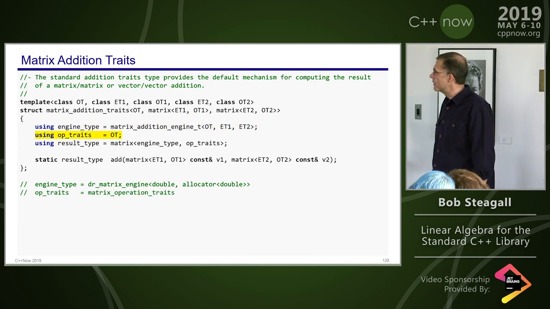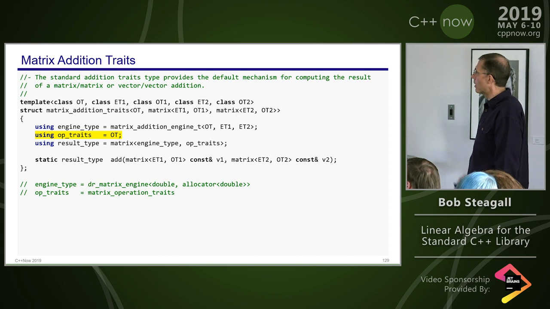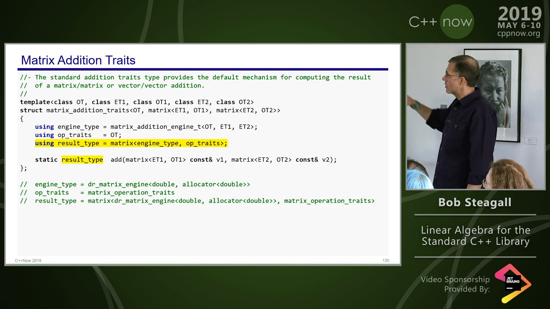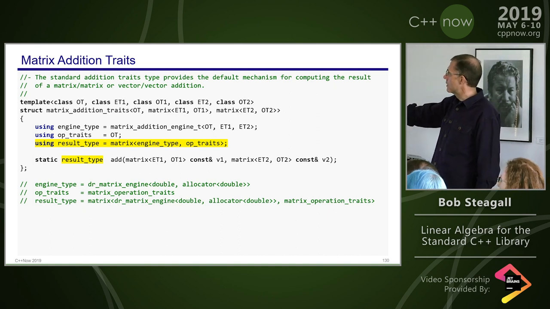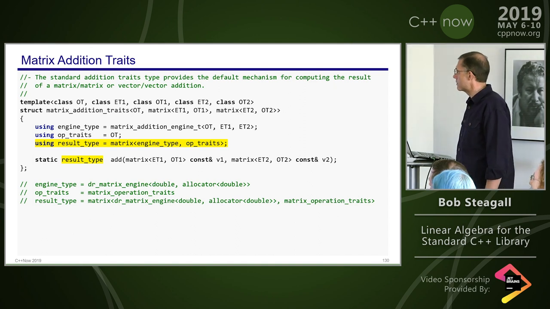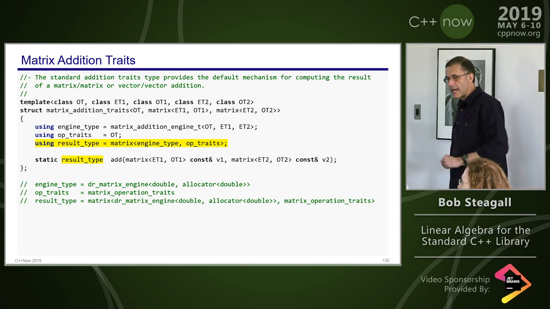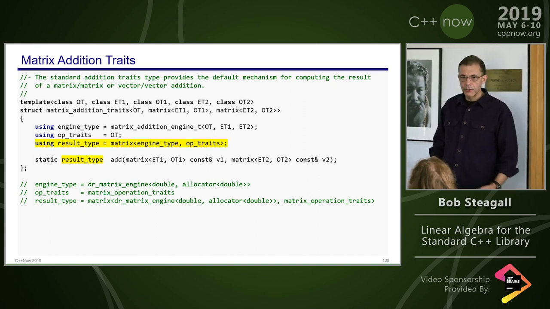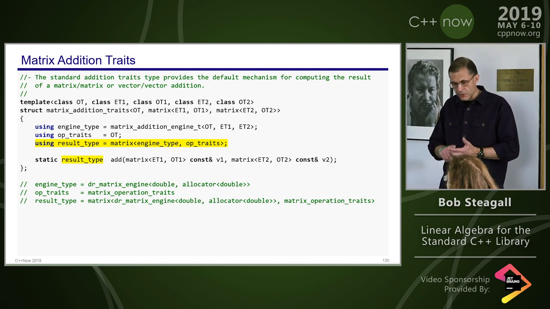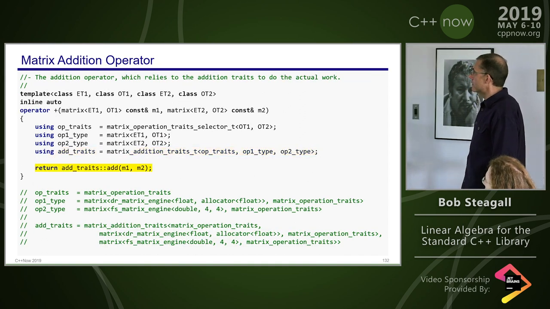Now I know my engine type. I know my operation traits type by inspection because the operator told me what it was. Now I can compute my resulting type, the type of the matrix. So the resulting type is going to be a dynamically resizable matrix of double, whose operation traits are the matrix operation traits. And that's the type that's going to be returned from this member function add. So I've gone through some compile time calculations to figure out what's my resulting element type, what's my engine type, what's my resulting math object type. All right, great.